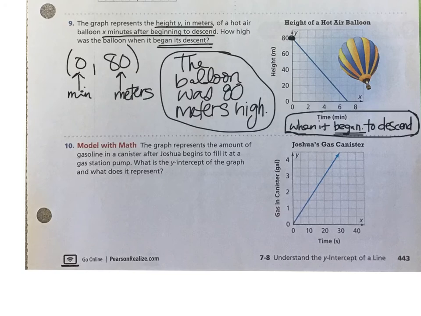Since the time on the graph indicates when the balloon began to descend, the time at 0 tells us where the balloon was before it began its descent. In other words, at 0 minutes, the balloon was 80 meters high. So that's the height of the balloon when it began its descent.